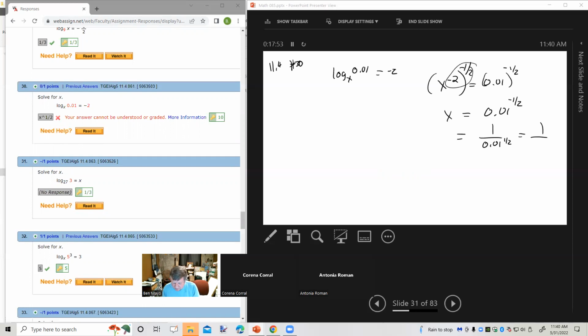What's the square root of 0.01? I'm going to use my calculator. Let's see here. The square root, oops, if I turn it on first, the square root of 0.01 is 0.1. What's 1 divided by 0.1? That's 10. I know that was kind of a long problem, wasn't it? So your answer there is 10.